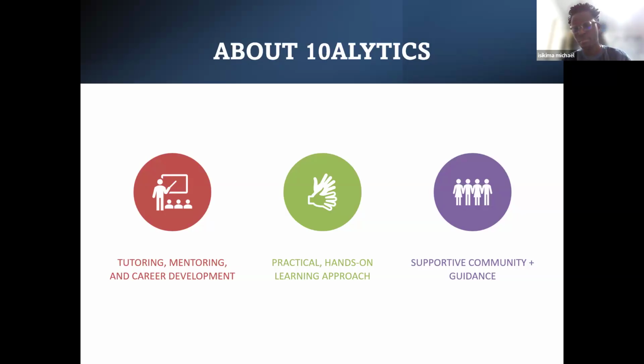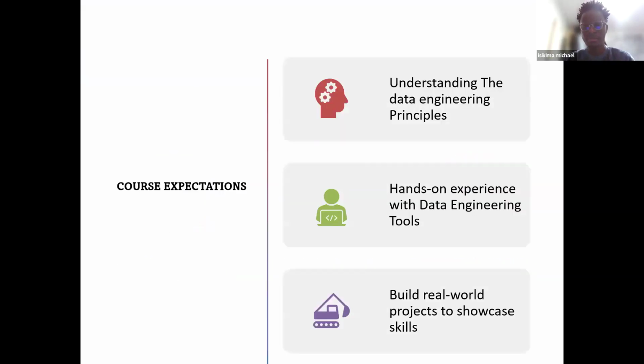I also like the supportive community guidance. I have my classmates, we're always talking, chatting, trying to find out what is new in tech, making mistakes, learning from each other. And if you're into tech, you know that you need that community to make yourself better.